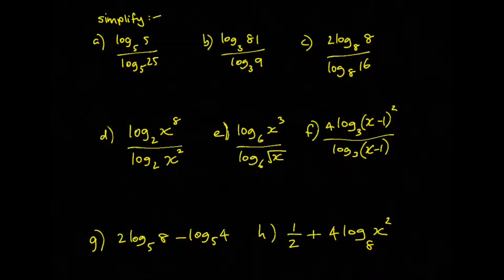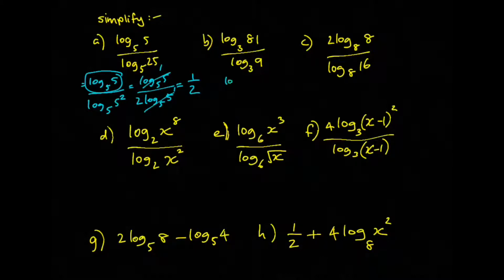So part A, we can write that as log of 5 to the base 5 on log of 5 to 5 squared. Now rather than turning that into a 1, let's continue and I'll show you why. So log 5 to 5 on 2 log 5, 5. Now they can cancel out, they can divide by each other, cancel out, and we are left with the answer equals a half.